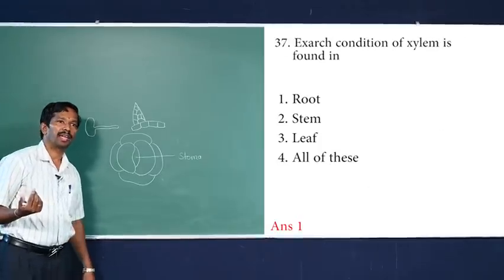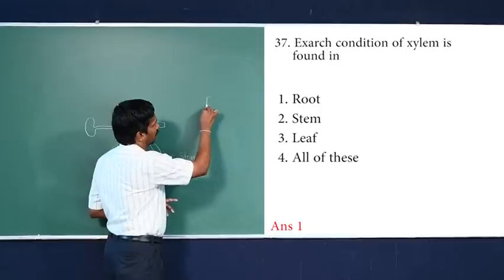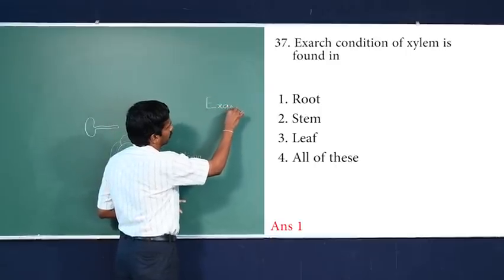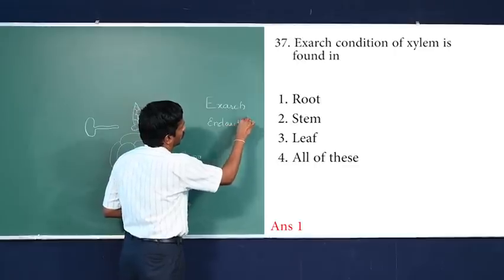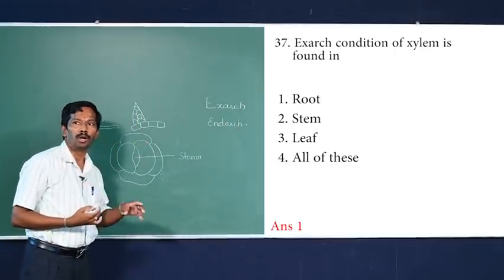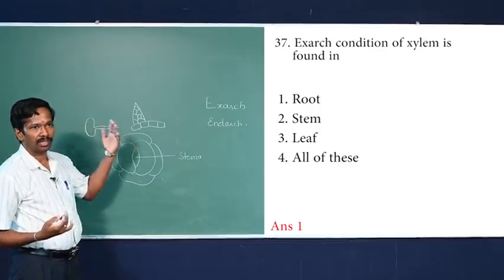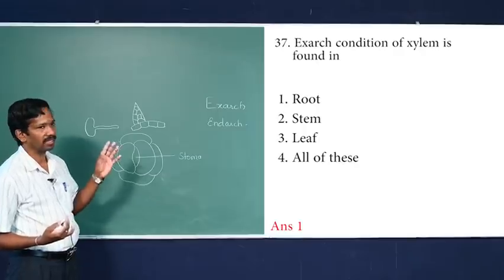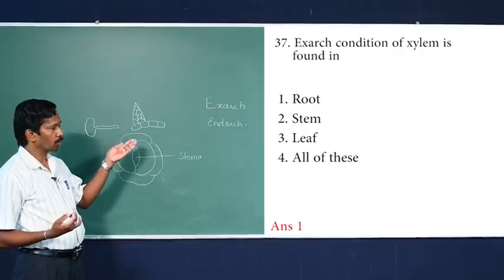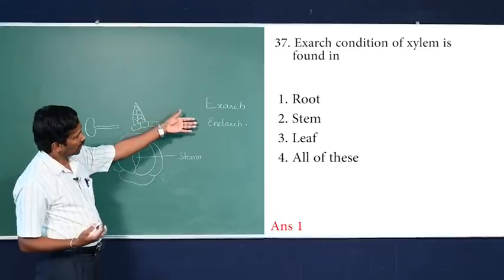Question number 37. Exarch condition of xylem is found in exarch and endarch conditions. These are based on the arrangement of protoxylem as well as metaxylem. If protoxylem is facing towards the periphery and metaxylem towards the center, the condition is called exarch condition, and protoxylem towards the center and metaxylem towards the periphery is called endarch condition.